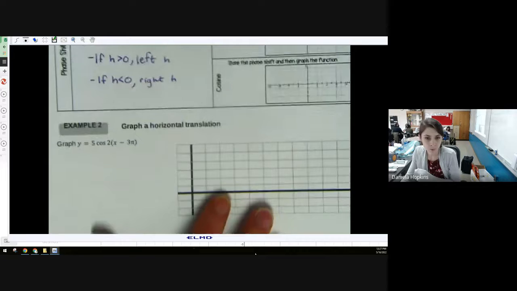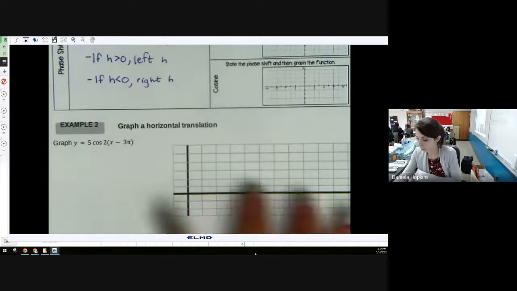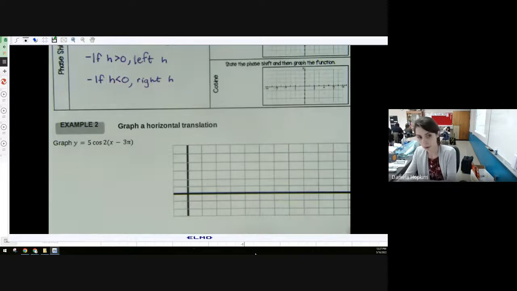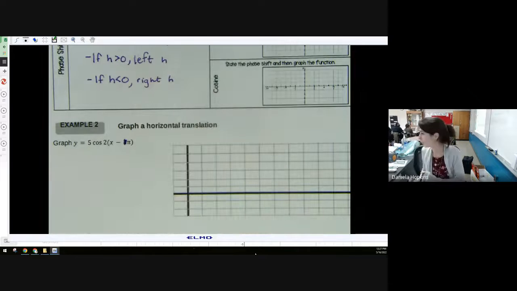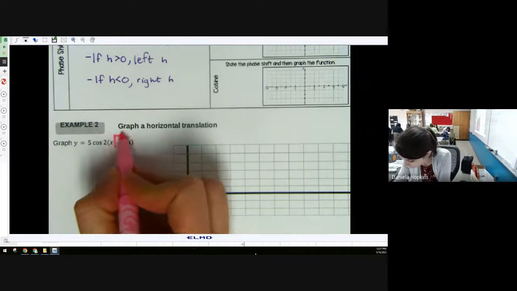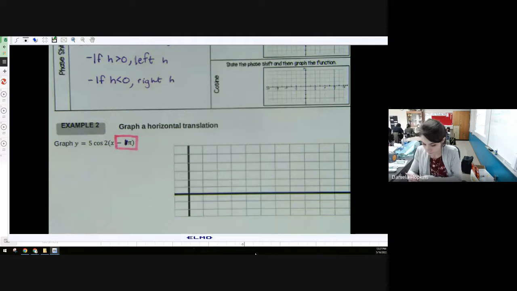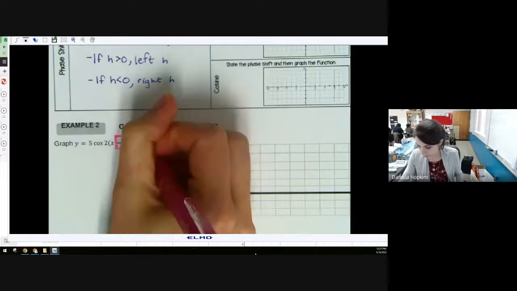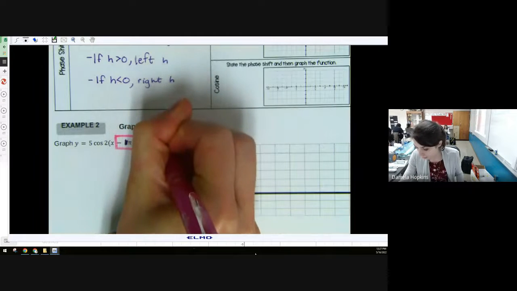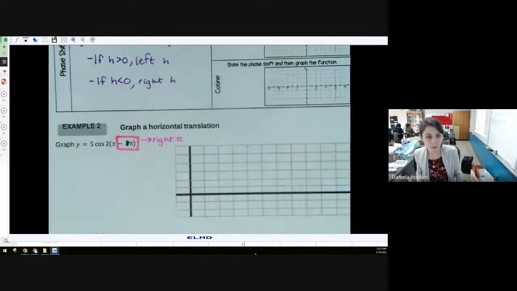Okay, so example 2, I messed up because I gave us exactly 3 periods and I actually needed one more. So if you can just cross off the 3 in front of the pi, make it a pi. We're just going to shift pi over because then I have enough. So that minus pi, how does that shift this graph? To the right pi units.